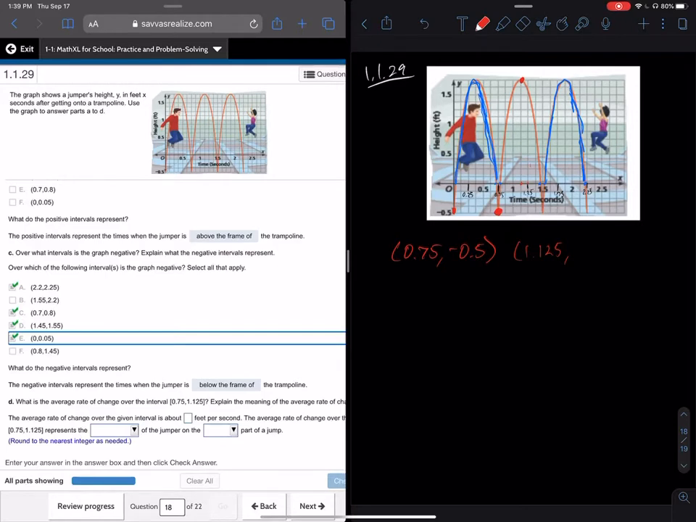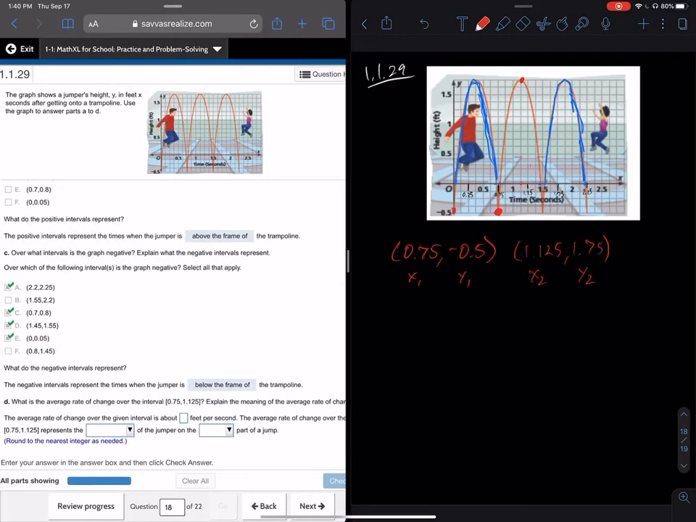is 1.75, where they're going up by quarters. Again, this graph is not easy to interpret, so we'd have to figure out those points. Now we have our x1, y1, our x2, y2, and we can figure out what the slope is, or the average rate of change. So explain the meaning of the average rate of change over the given interval.